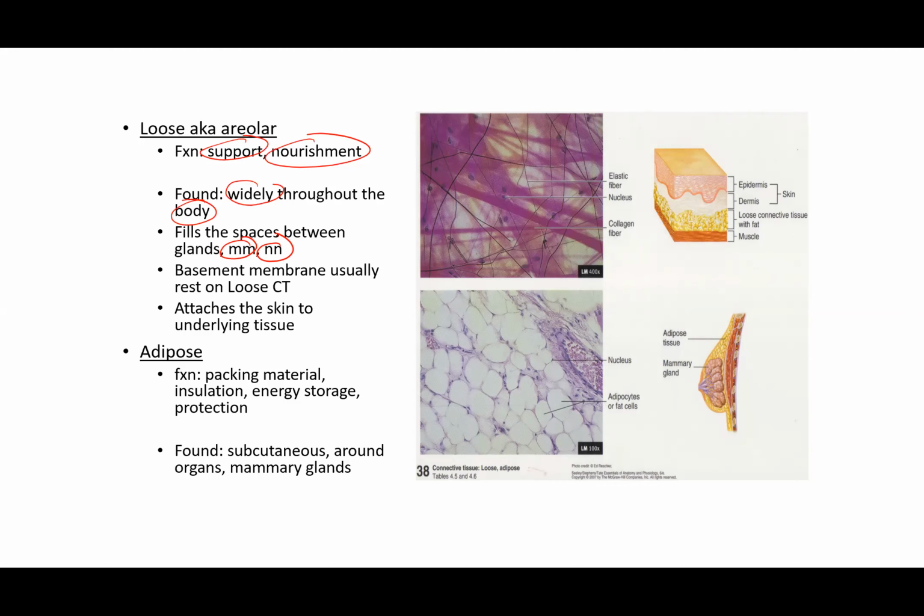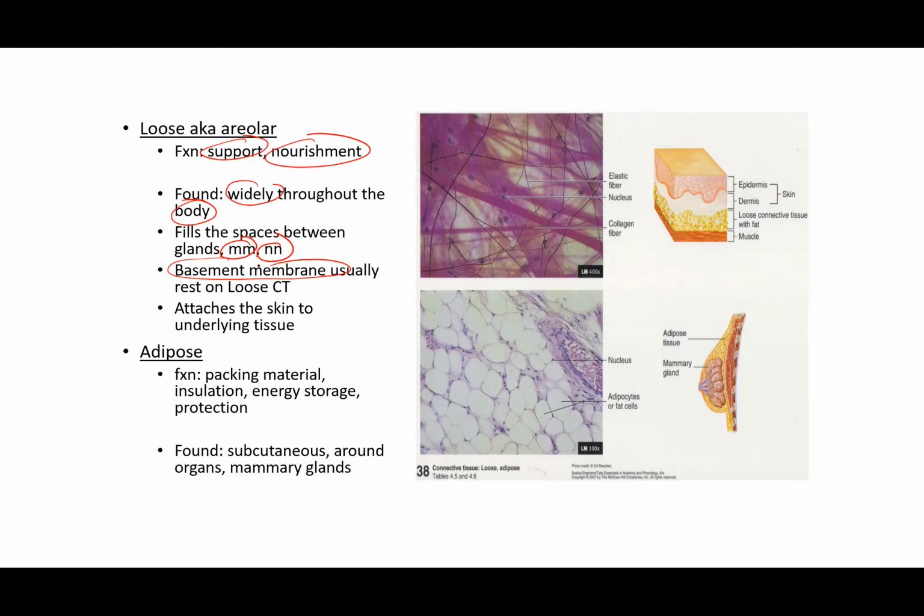The basement membrane of our tissue is usually loose connective tissue. And it also helps attach skin to underlying tissue in the body. So it's loose, found widely throughout the body.